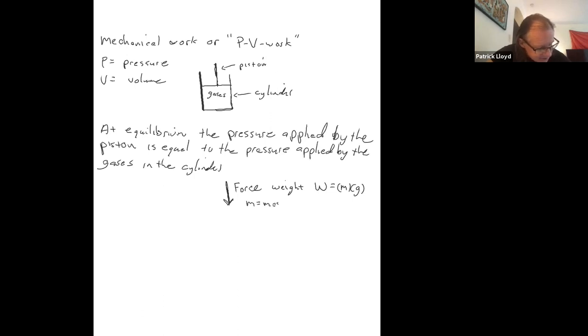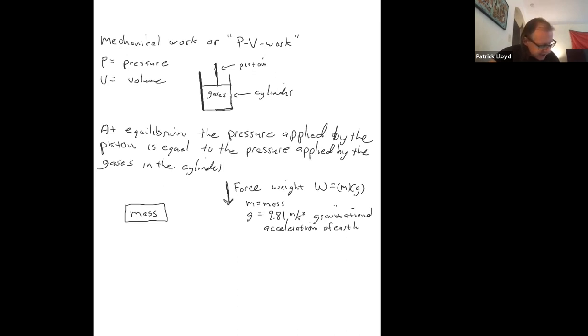M is equal to mass. And G is a constant. And this is called the gravitational acceleration of the Earth. Okay, so mg, very simple relation. So if I have a mass, let's say a brick, for example, a mass on the Earth would have a weight, and the weight would be equal to the mass of the brick times the gravitational acceleration of the Earth.